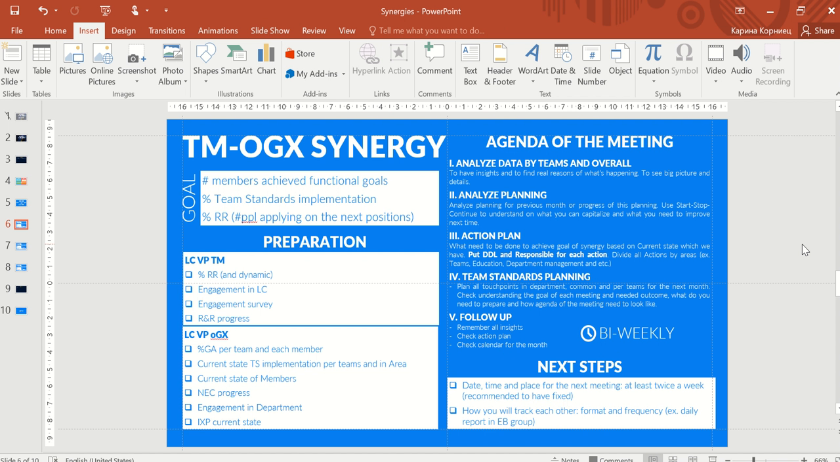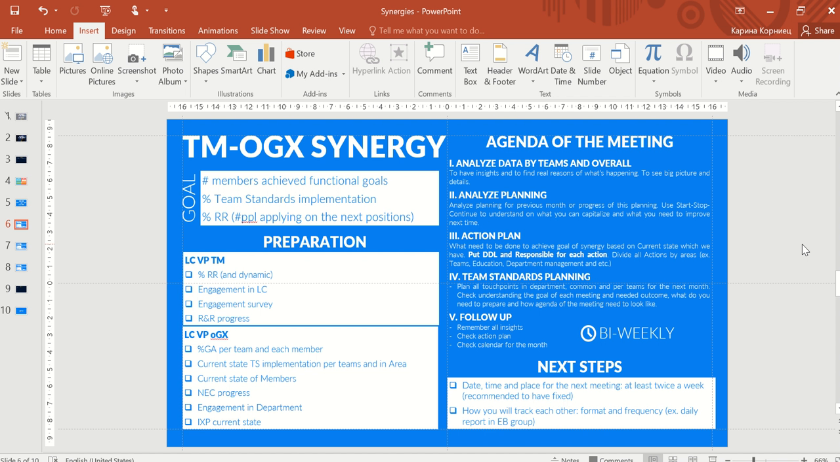Analyze planning. Okay, this is what we have right now, but what was before? What was done for it? And understand what made impact in the situation which you have right now, and understand the reasons, you understand the results of these actions, and you make here start, stop, continue to understand, okay, what you need to improve for the next time to prevent some situations and so on.